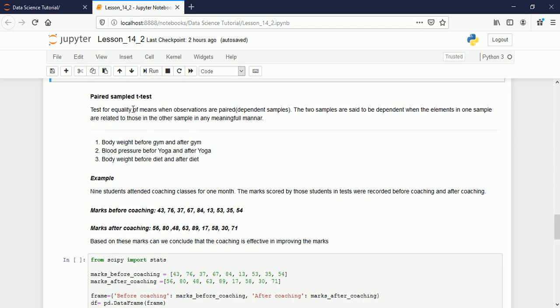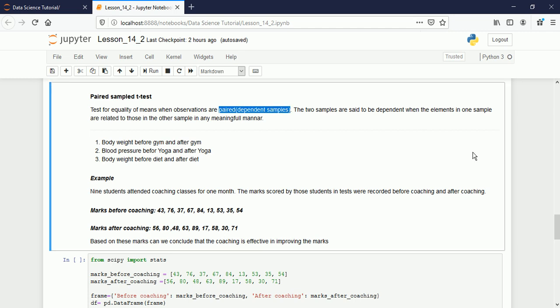Again, another test is called paired sample t-test. So paired sample t-test, what is this test? Test for equality of means when observations are paired, means dependent on each other.